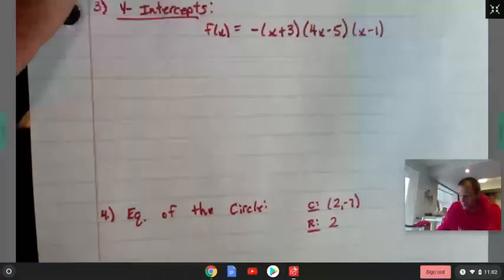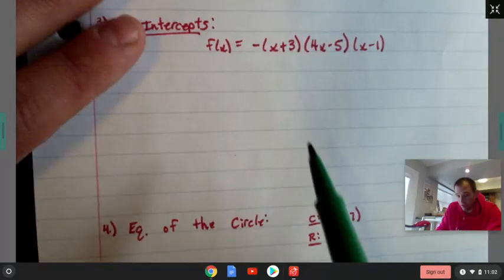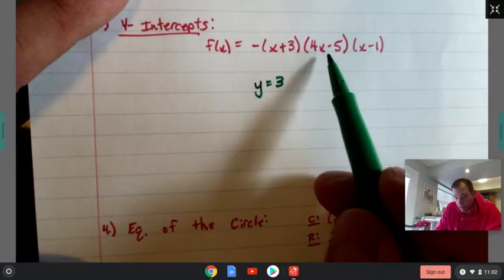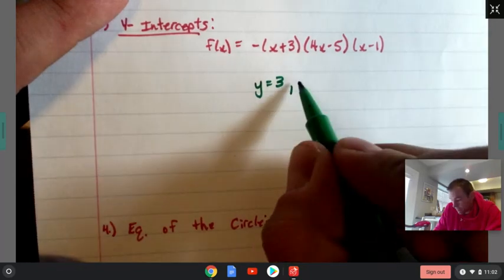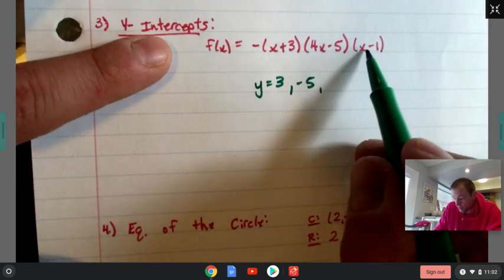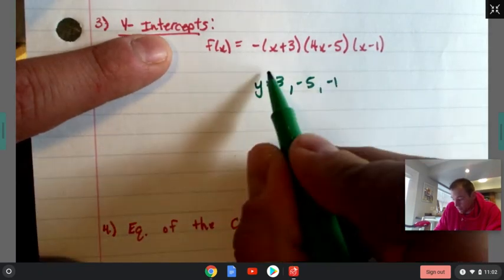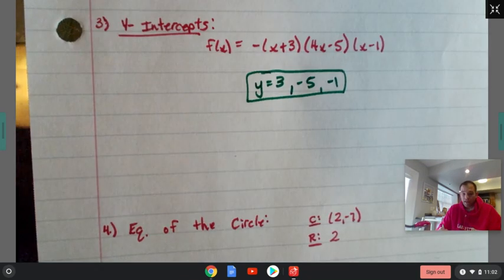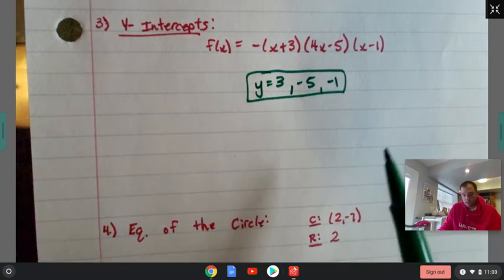If I were to plug 0 in for x here, that would mean the y-intercept is 3. If I were to plug 0 in here for x, the y-intercept would be -5. If I plug 0 in here for x, the y-intercept would be -1. And we're done. If you're ever in doubt, you can always just graph this on Desmos. Go to desmos.com, type that in, and you'll be able to see where the y-intercepts are.